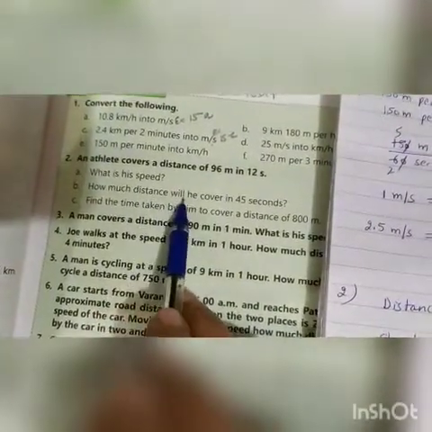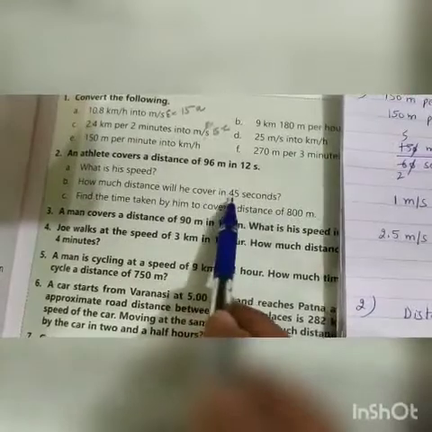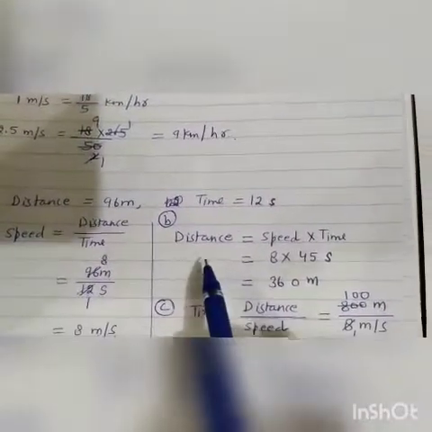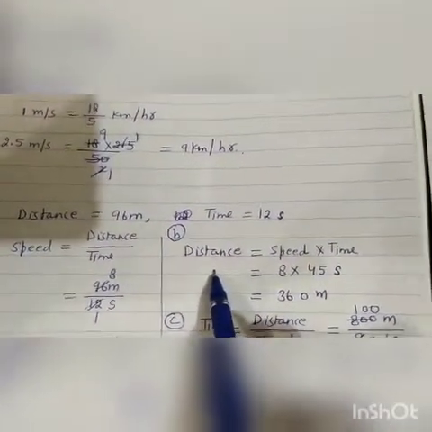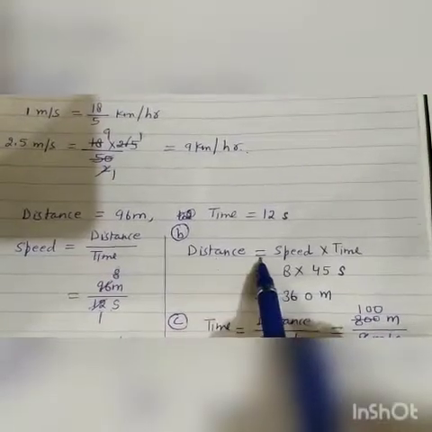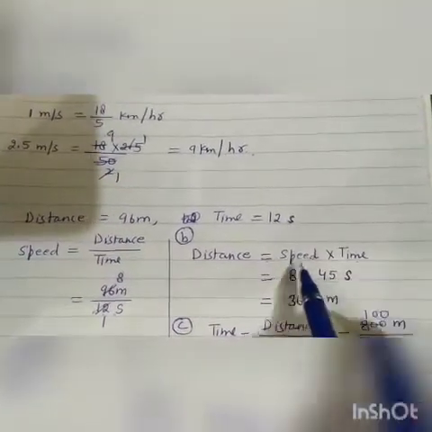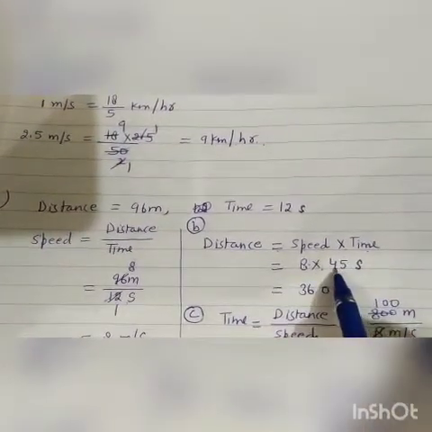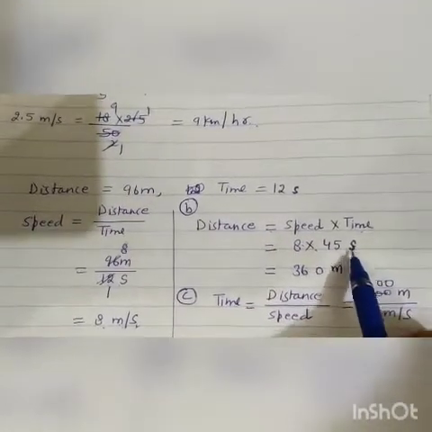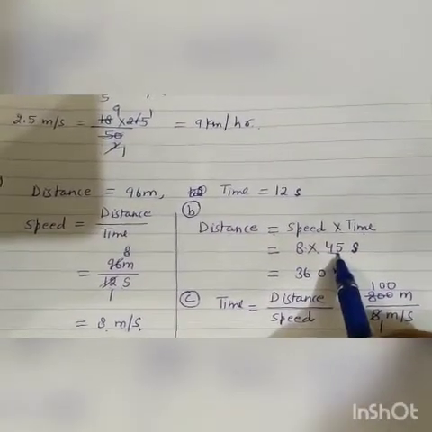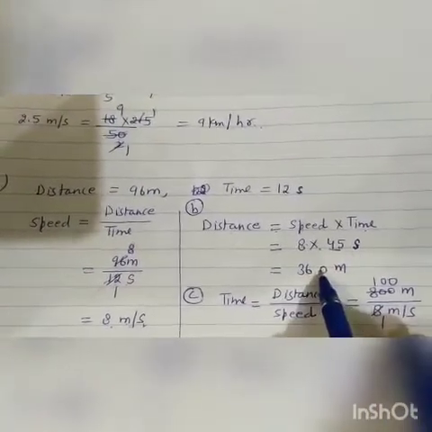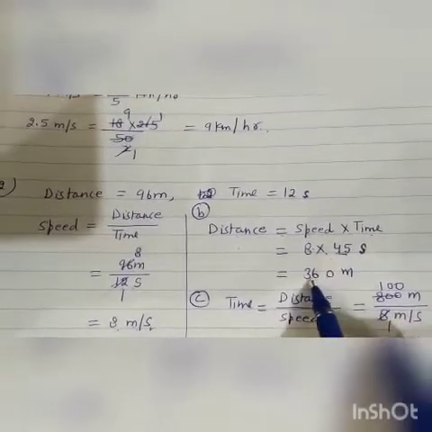Its second part is how much distance will he cover in 45 seconds? In B part, time is given 45 seconds. So see here, B part. In B part, we have to find distance. Formula to calculate distance is equal to speed multiply time. Then speed we have found out here, 8 meter per second, multiply time is given 45 seconds. This is S for second, not 5. Time is given this one, 45. When we multiply this 45 by 8, we get 360. 8 5 is 40, carry 4. 8 4 is 32. 32 plus 4, 36.